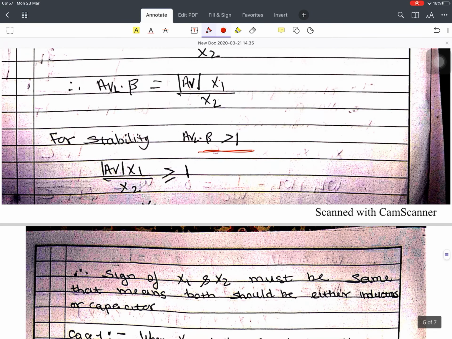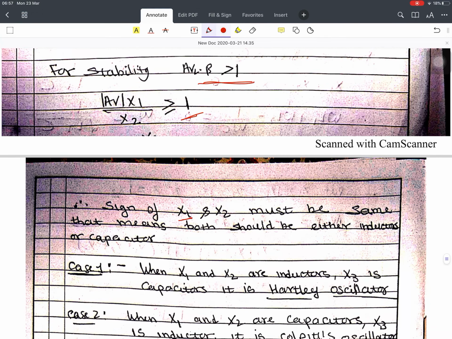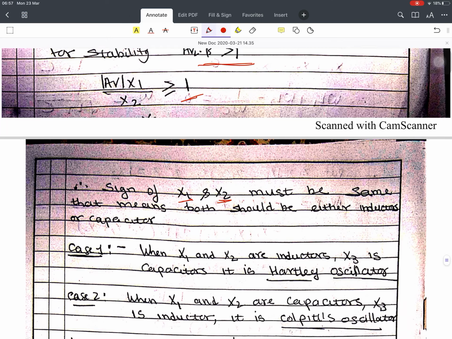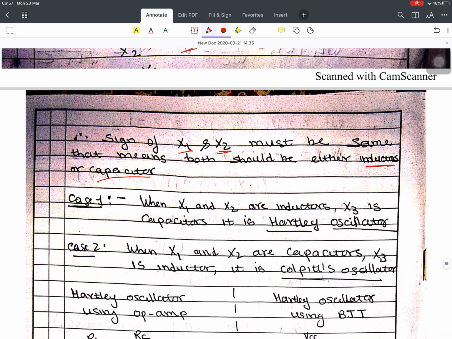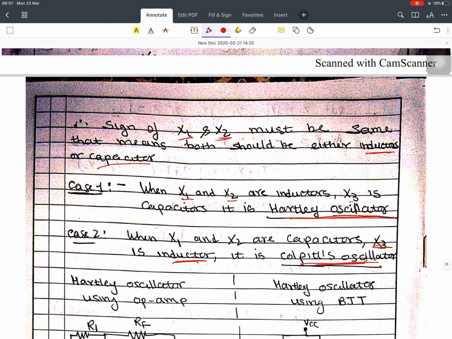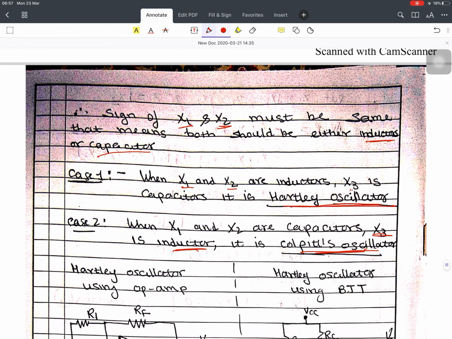So the sign of this indicates that the sign of x1 and x2 must be the same. That means both of them, x1 and x2, can be either inductors or capacitors. When both x1 and x2 are inductors, x3 is the opposite, a capacitor. It is known as Hartley's oscillator. When x1 and x2 are capacitors, x3 is an inductor. That is known as Colpitts oscillator. So there are basically two circuits we are going to discuss: one is Hartley, the other is Colpitts oscillator.